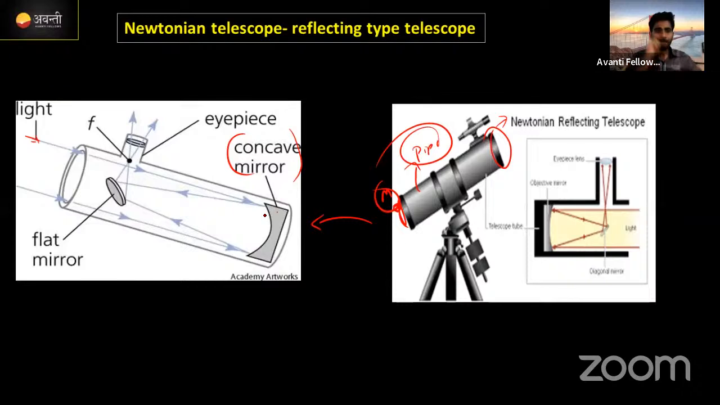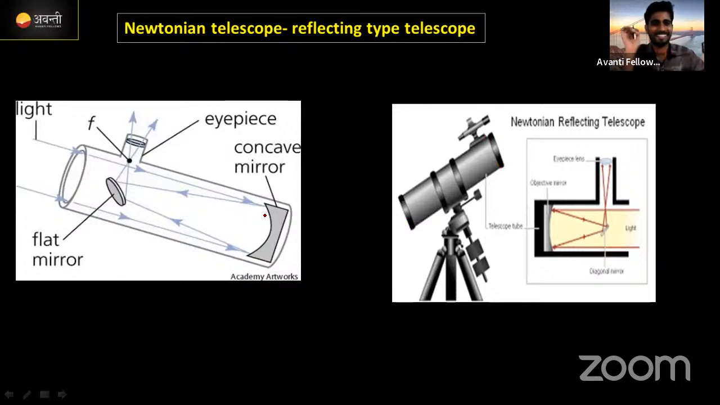Right? I want to know one thing here. What does a concave mirror do to light rays? If light rays fall on the concave mirror, what will happen? Let me know quickly in the chat box. What will happen when light rays fall on the concave mirror? Yes, good. It will converge the light rays. That's why we call the concave mirror a converging mirror.